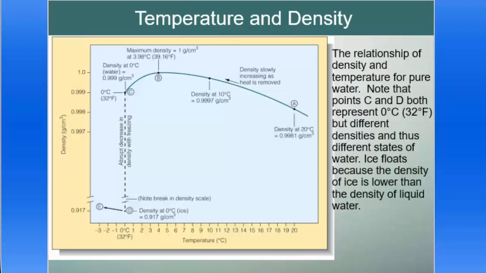So the relationship here is between density and the temperature of pure water. Over here at A, we're at about 20 degrees Celsius. Here we're at 10. Here at B, we're at 3.98, a very specific temperature Celsius. That is the maximum density of water, 1 gram per cubic centimeter, that is, 1 little centimeter wide cube of water. And then the density of water drops rapidly as it chills, and then drops significantly as it goes from liquid water here at C to solid water at D.